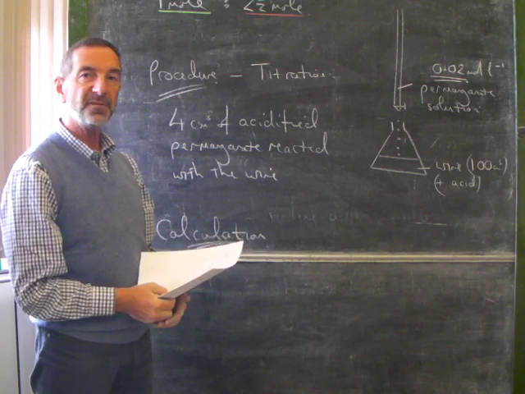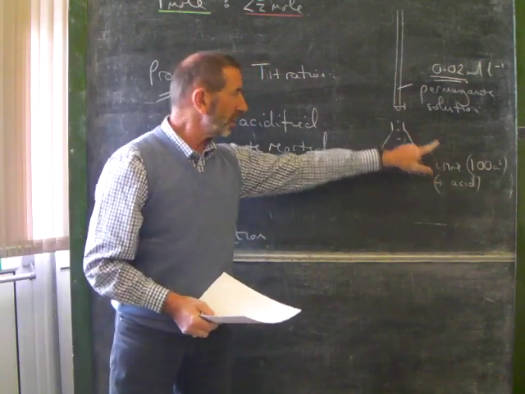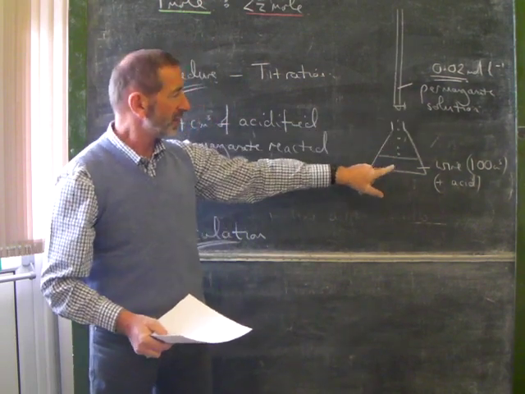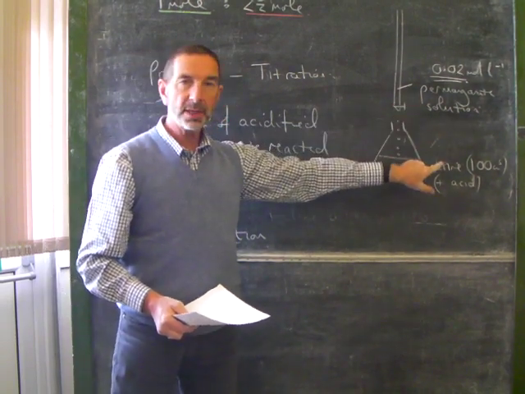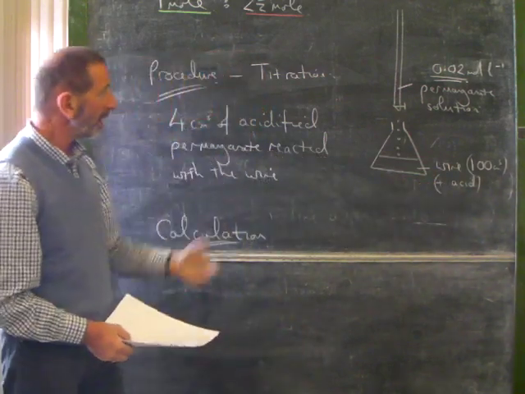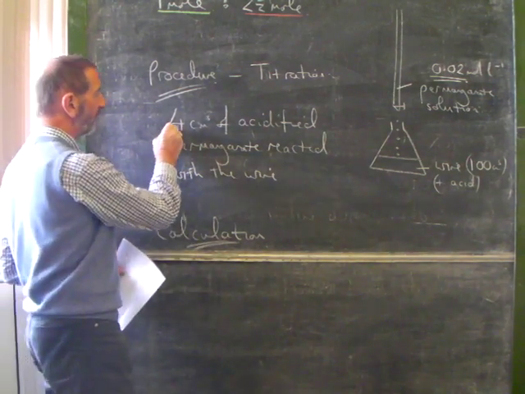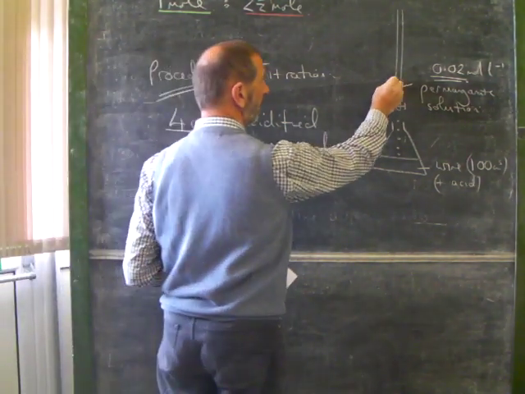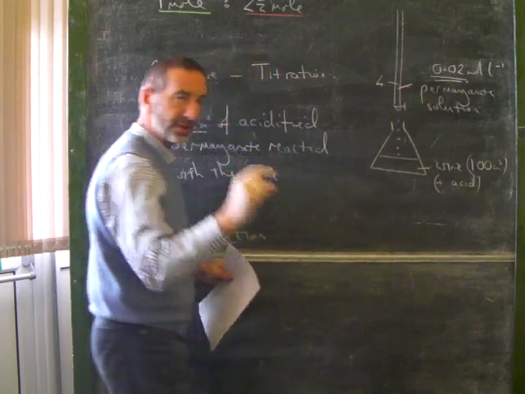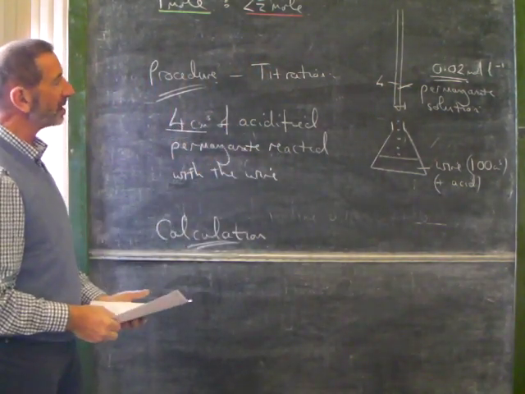Now, it has to be acidified permanganate. You notice I've added the acid here, so that the moment the permanganate touches the wine, the permanganate becomes acidified permanganate. Without the acid, it won't work. We do the titration. Let's suppose when we do this titration, only 4 cubic centimetres of permanganate is actually added, just a very small volume. Can we use this to work out how much sulfite is present?